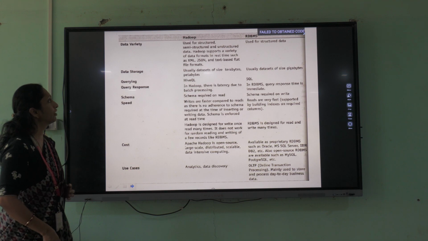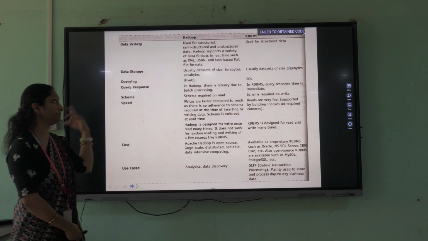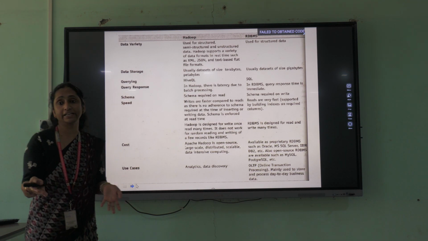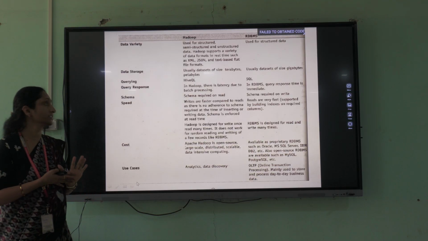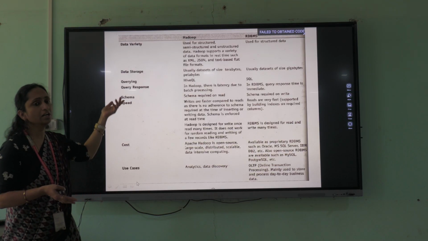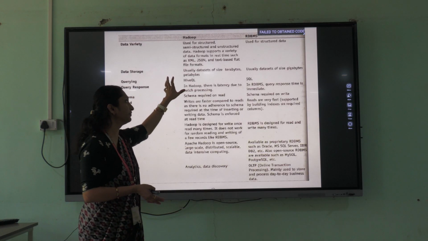So data variety, what type of data is taken in the Hadoop? That we all know, variety of data. It may be structured data, unstructured data, and semi-structured data. So we can use different types of data.